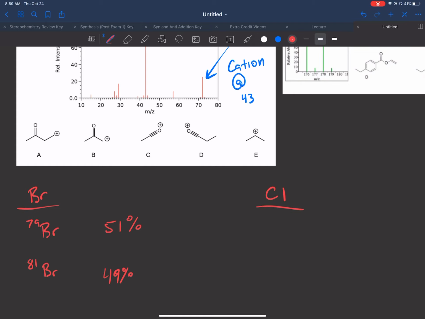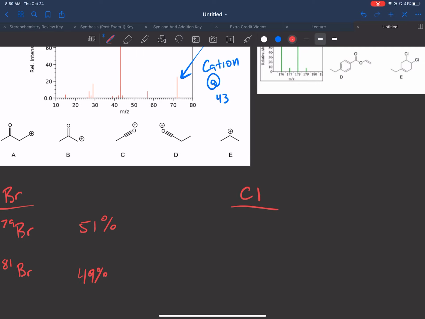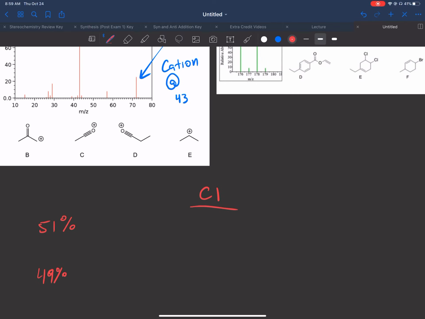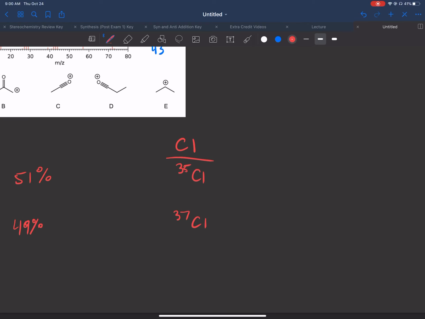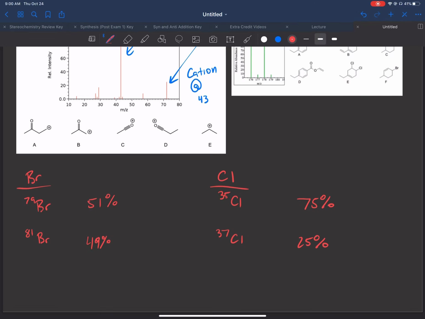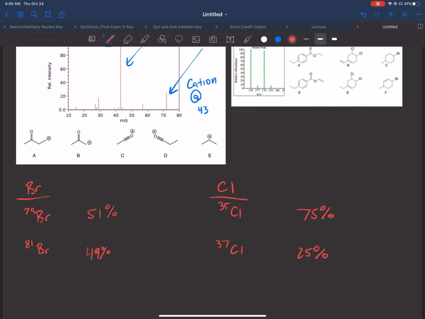Okay? So that's for the bromines. Now for the chlorines, we had a Cl35 and a Cl37. All right, again, look at them. The mass difference of 2 apart. And they also have an abundance. This one is about 75%, and this one was about 25%. Okay?